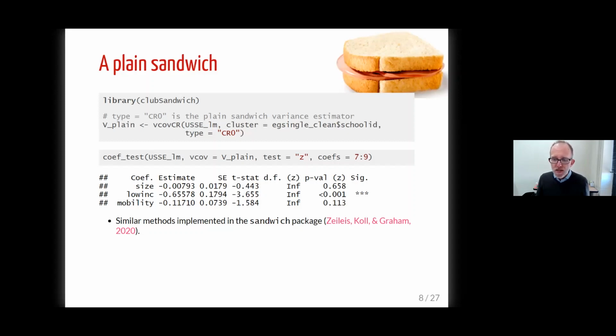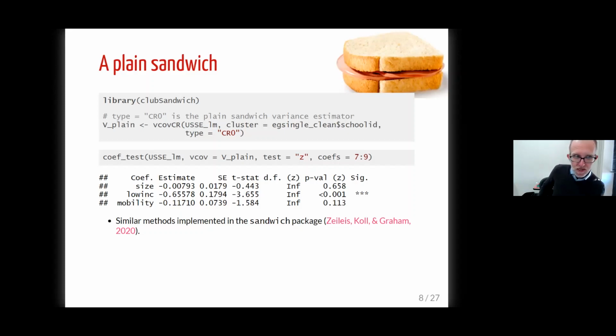And then another question: can you have crossed dependence structures or multiple clustering variables? The clubSandwich package does not support cross-classified dependence structures. There are other packages out there that do. As far as I know, those other packages are limited to only implementing the plain sandwich estimators.